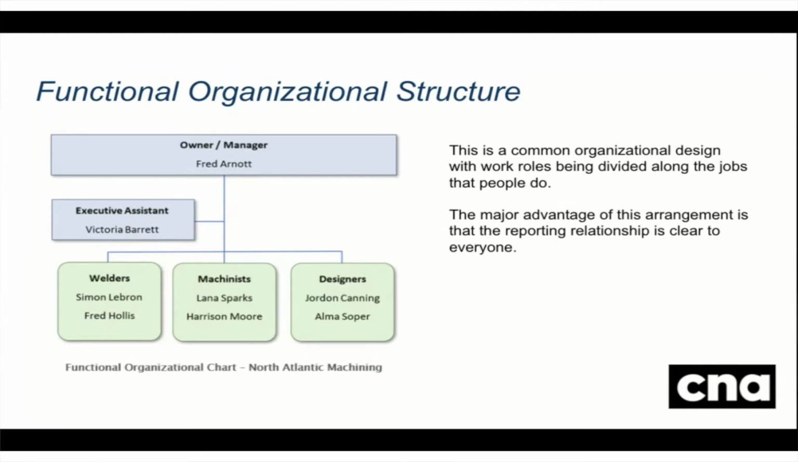Okay, so we've got the owner manager, Fred Arnott, in our example here. That's at the top. That's where the buck stops. That's the head person. The head person is always at the top. Below and off to the side, meaning it's not a direct link into the operation, there is an executive assistant. Below that, there are 3 groups that are defined by their function.